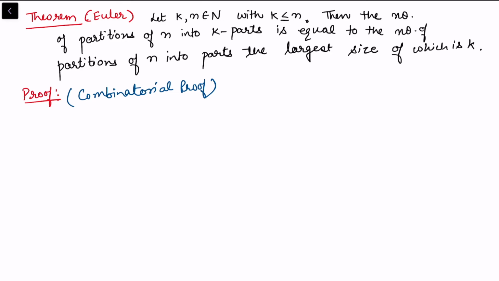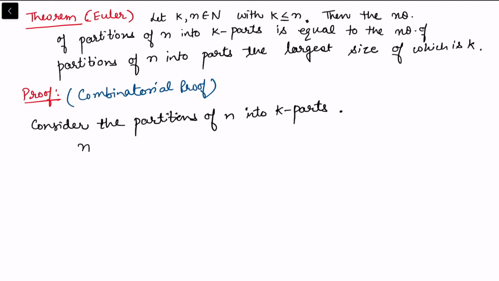So let's look at the statement of this theorem. It says: let k and n belong to the natural numbers with k less than or equal to n. Then the number of partitions of n into k parts is equal to the number of partitions of n into parts, the largest size of which is k. So on one side we consider the partitions of n into k parts. I can consider a particular partition of n, and let me call this partition pi, a partition of n into k parts.